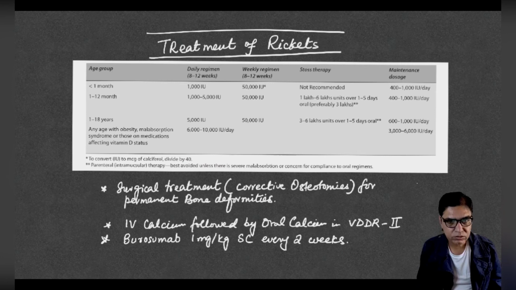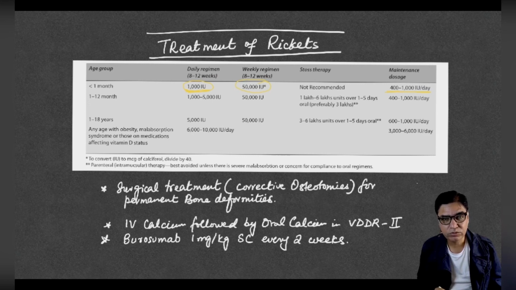In kids who are less than 1 month of age, you can give 1000 international units, and that has to be given daily for 8 to 12 weeks, so anywhere between 2 to 3 months. If you cannot give it on a daily basis, then a higher dose can be given on a weekly basis, like 50,000 international units for 8 to 12 weeks. Then once the vitamin D deficiency is addressed and the vitamin D levels are back to normal, they have to go on the maintenance dose, and that is 400 to 1000 international units per day.